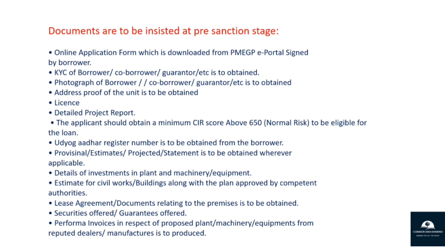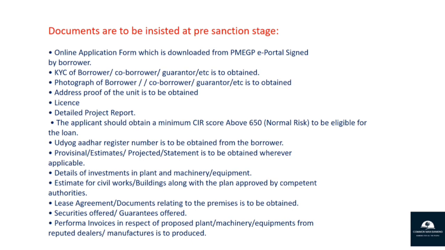And Udyog Aadhaar registration. You have to register on the Udyog Aadhaar site with your Aadhaar. We can download that certificate, and that certificate is also required. And a provisional estimate or provisional statement: how much you plan to achieve for your business target in the next financial year, up to 31st March of next year. That estimate is also required. And details of the investments in plant and machinery: how many machineries you have to purchase, and the cost of each machine and tools. Those details you also have to prepare.